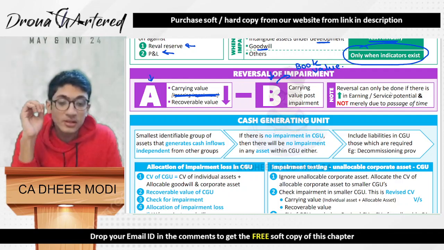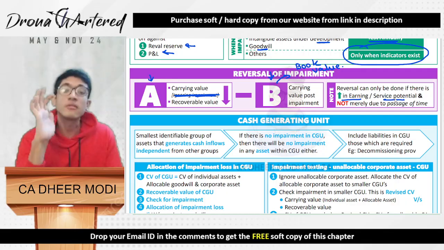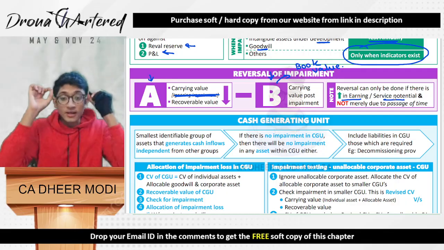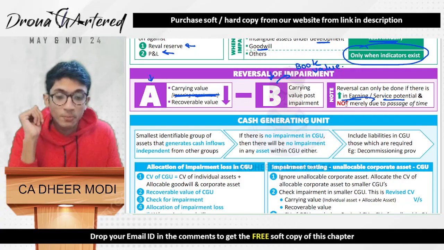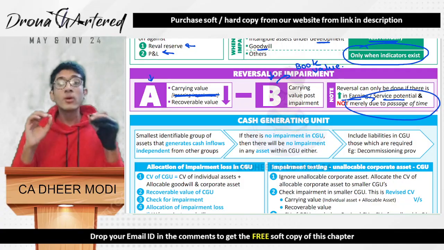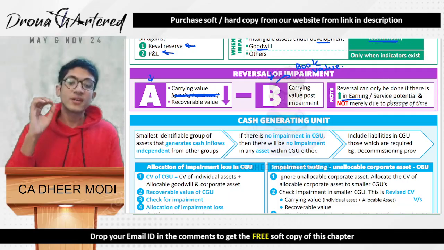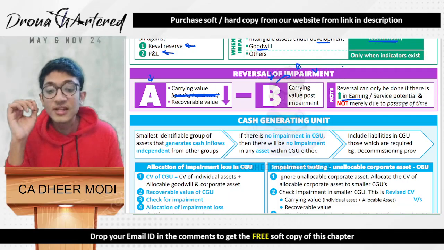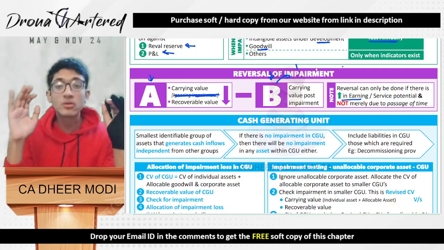So reversal can only be done if there is an increase in the earning or service potential of the asset. Reversal cannot be done merely due to the passage of time. That means there is no advancement or change in the asset just because of time. If just because of time there is an increase in the value of the asset, then we will not be reversing the impairment.